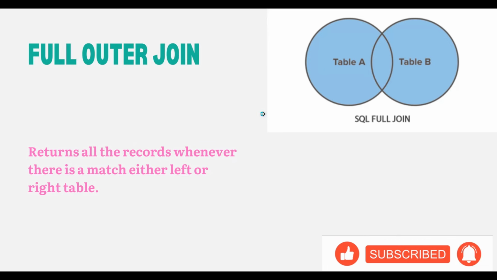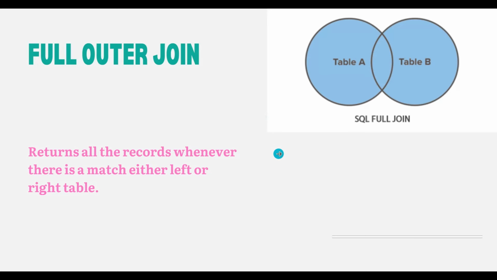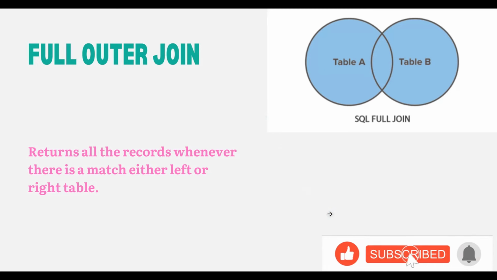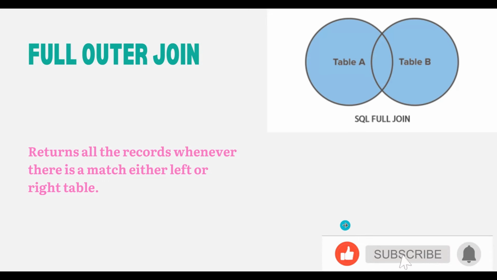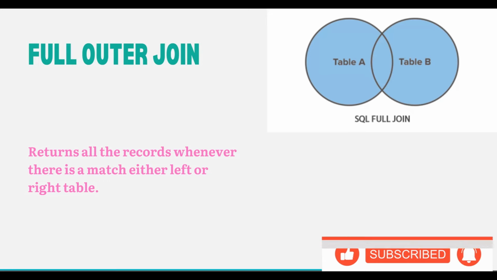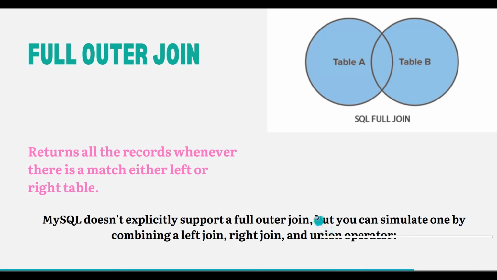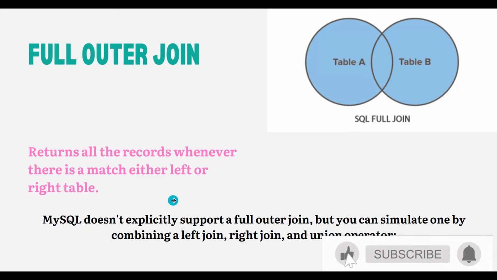So one thing I just want to let you know: in the previous videos, we did a couple of examples of each join, from inner join to left join to right join, and we considered every example in our SQL workbench. But if we consider the full outer join, you cannot do it directly inside SQL workbench. MySQL does not explicitly support a full outer join, but you can simulate one by combining a left join and right join, applying a union operator between them.